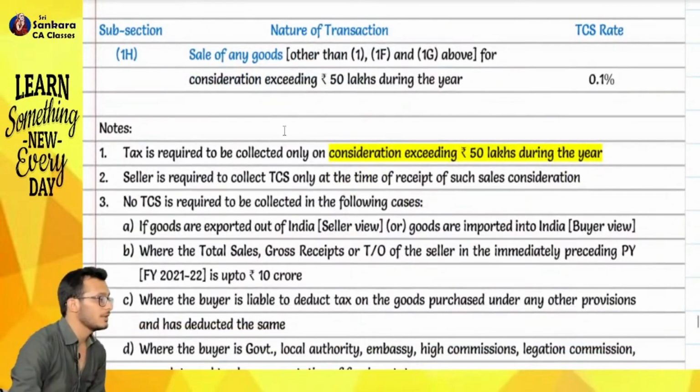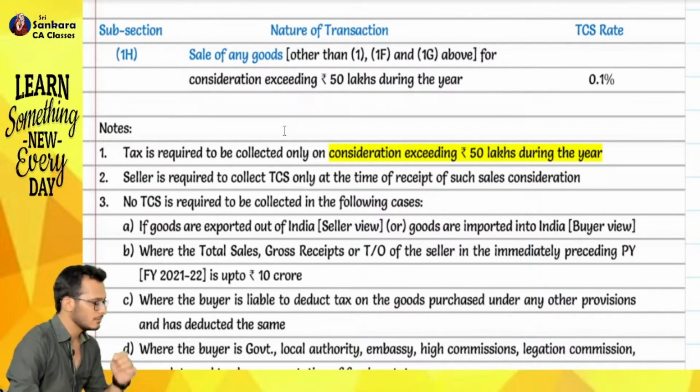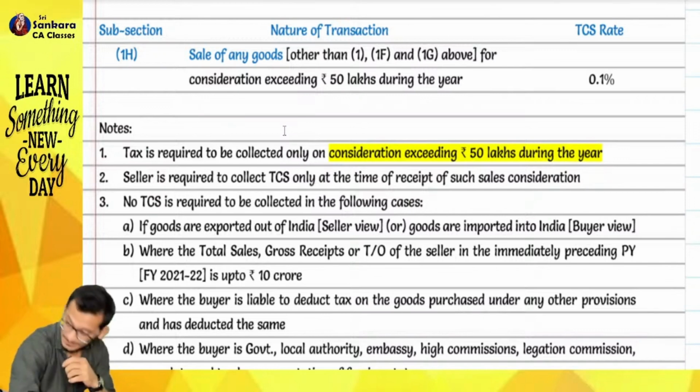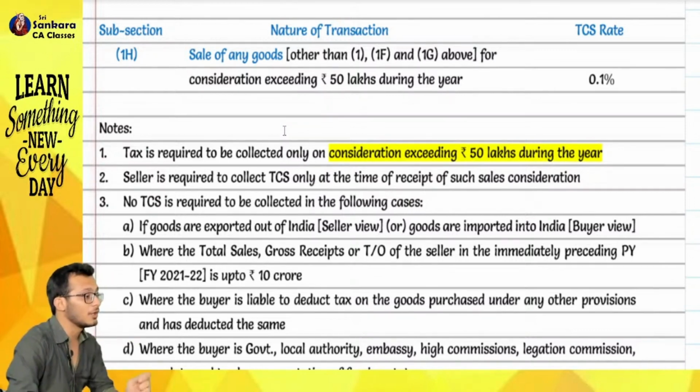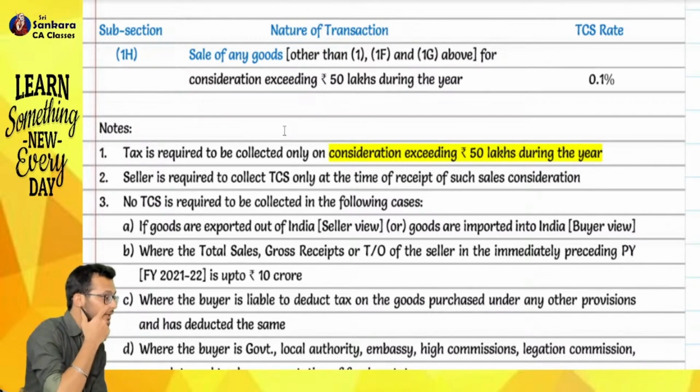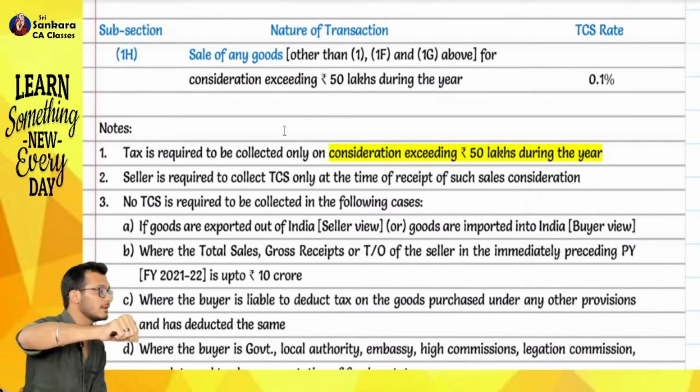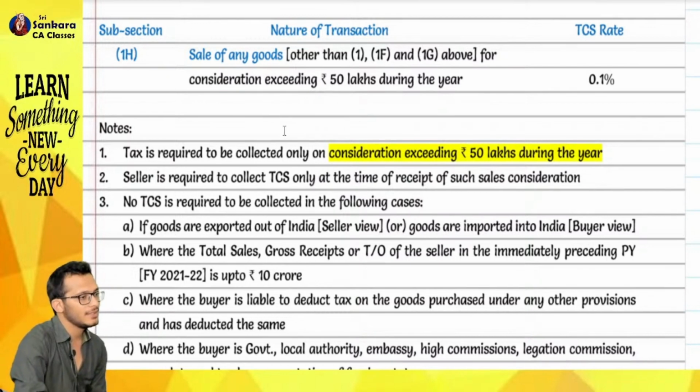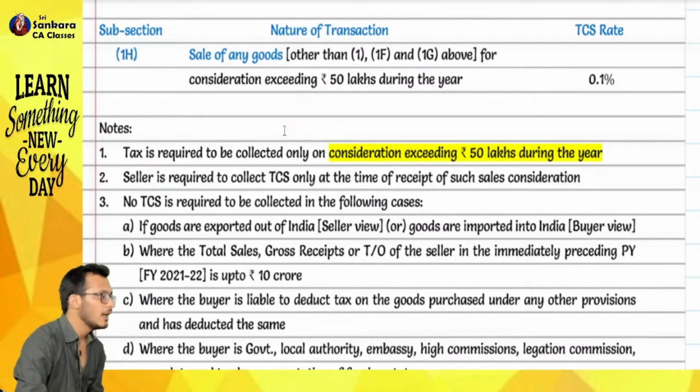The last provision for TCS is a copy paste of your 194Q. There, if you sell products to someone, their buyer was deducting TDS. Here, the seller will collect TCS at the rate of 0.1% above 50 lakhs, provided the seller's turnover is more than 10 crores.